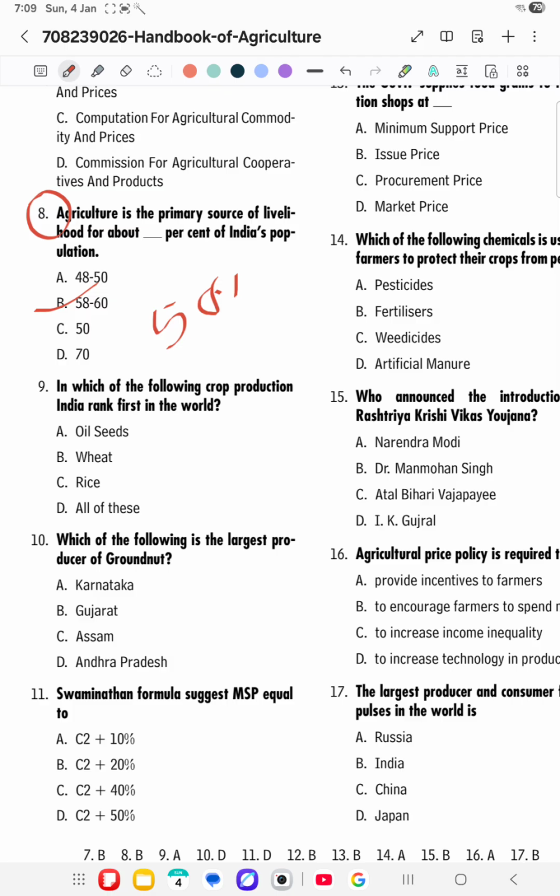In which of the following crop productions does India rank first in the world? We have read it actually. Rice, it is second; wheat is second; oilseed it can be. All of this, it can't be. It can be oilseed actually.